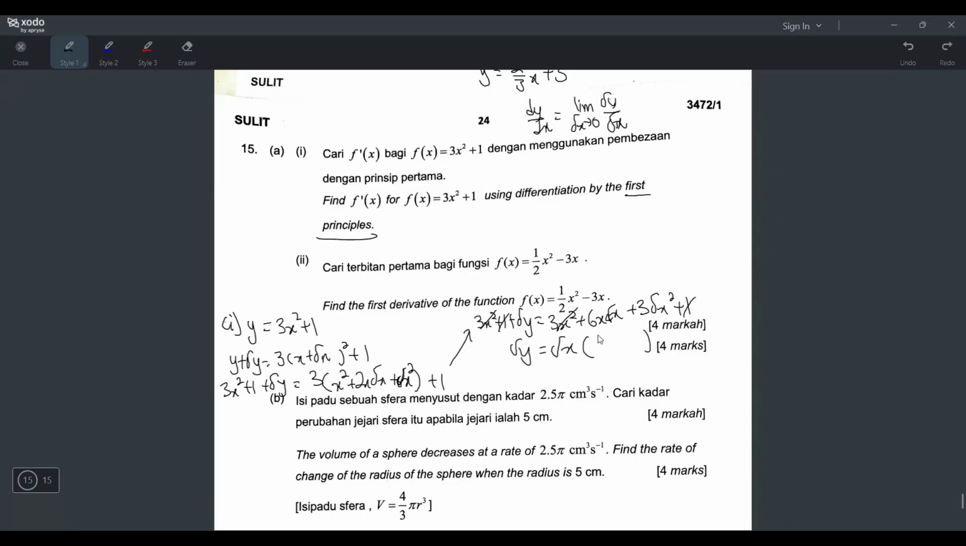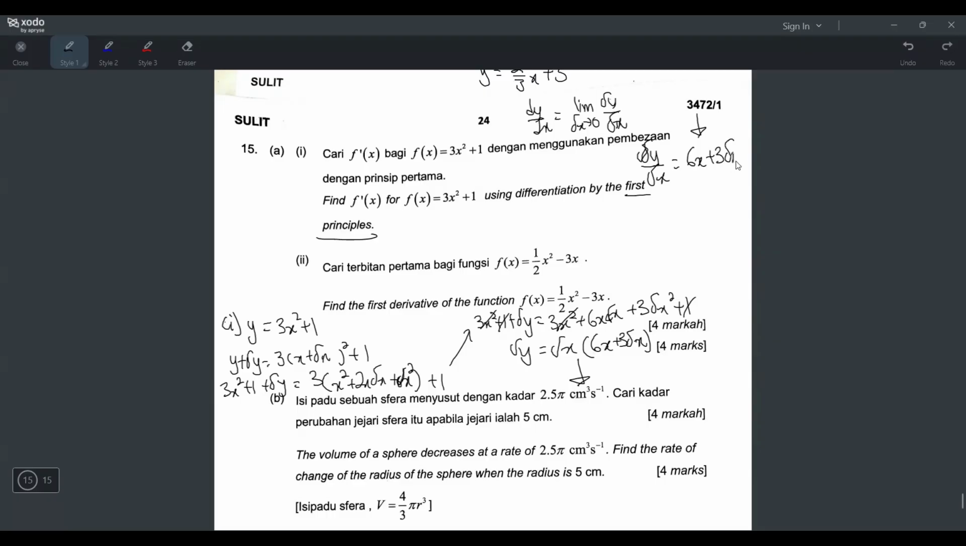All right, when I factorize out, I will be left with 6x plus 3 delta x, because this one is delta x squared. So when you take out, ada lagi satu. Now you pindah sini. Okay, I don't have enough space, so I'll continue here. So it becomes delta y over delta x equals 6x plus 3 delta x.